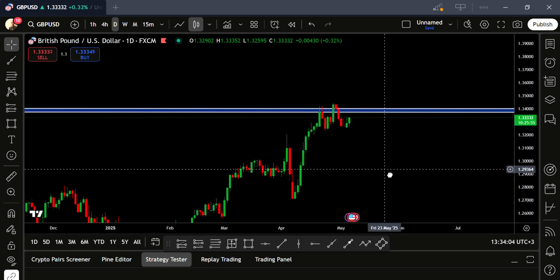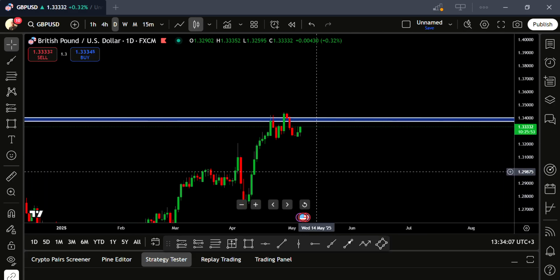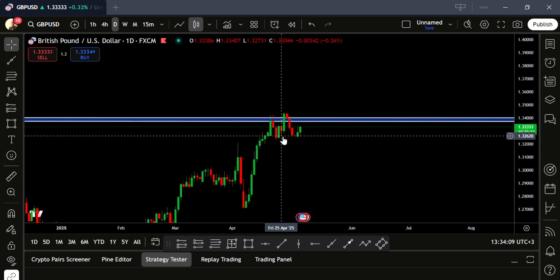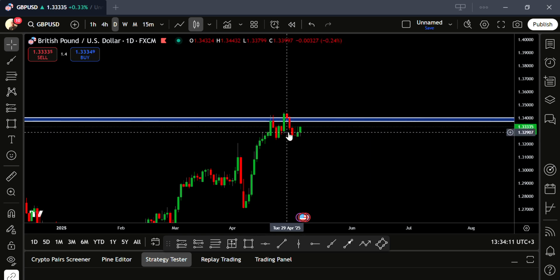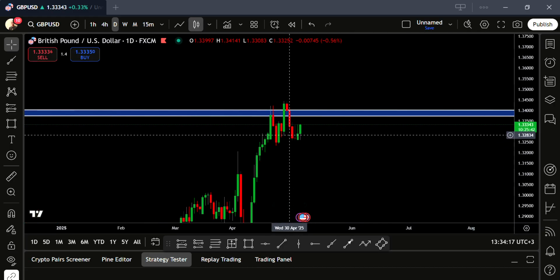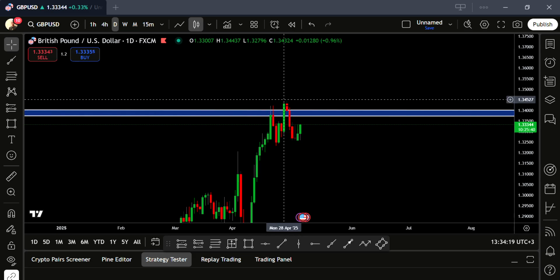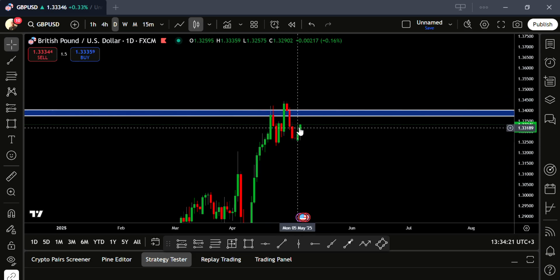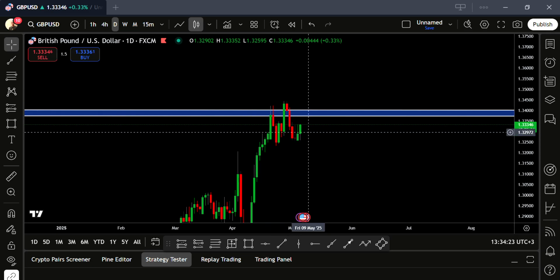So what do you see on the daily here? Daily, you see this is a high, this is a low, this is a mini high, this is a low, and this is a high. And you see this high is looking like forming a head and shoulder. This is a shoulder, this is a head, and this is like coming to make another shoulder.